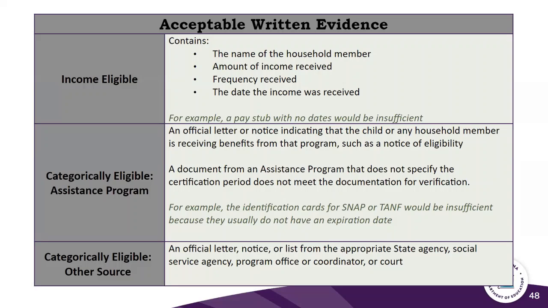Categorical eligibility from an assistance program should contain an official letter or notice indicating that the child or any household member is receiving benefits from that program, such as a notice of eligibility. A document from an assistance program that does not specify the certification period does not meet the documentation for verification. For example, the identification cards for SNAP or TANF would be insufficient because they usually don't have an expiration date. Or categorically eligible other sources should contain an official letter, notice, or list from the appropriate state agency, social service agency, program office, or coordinator, or court.